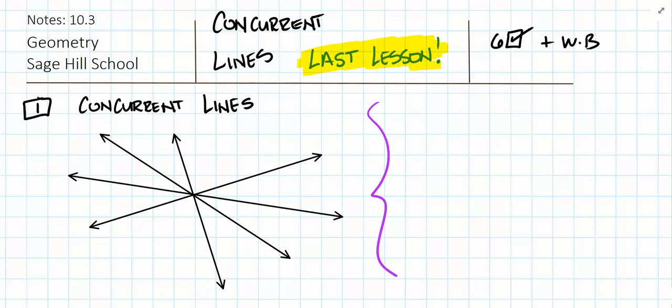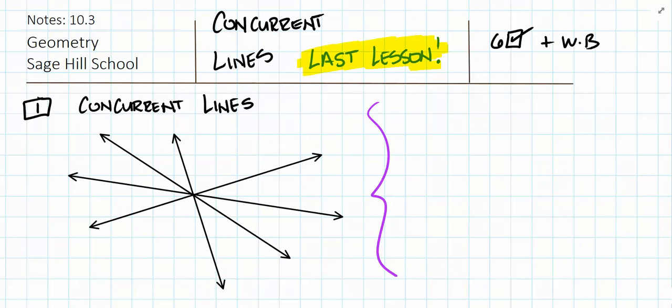Here we go. Last lesson of the geometry season. It's 10.3. We're going to talk about a couple of important ideas of triangles and properties of triangles. But before we do that, I have this picture here, and I have four lines.